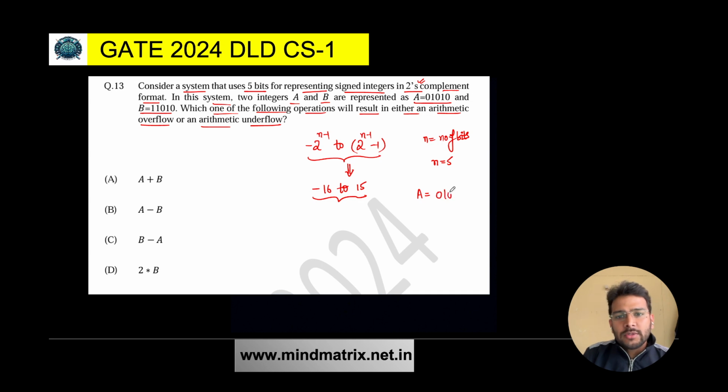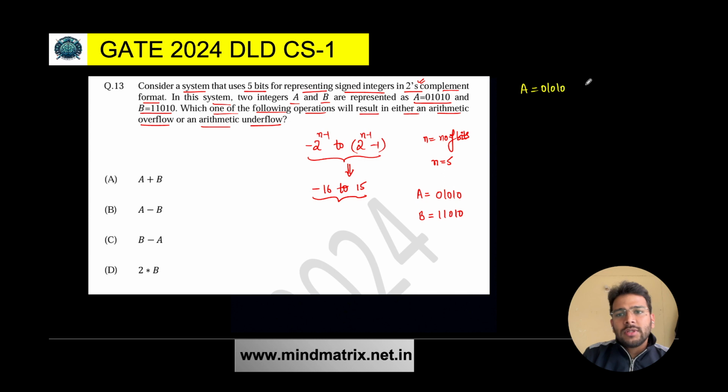A is 0 1 0 1 0, right, and b is also given to us, which is 1 1 0 1 0, right. So now we need to perform these operations and find which one will give us the overflow. So a is given as 0 1 0 1 0.